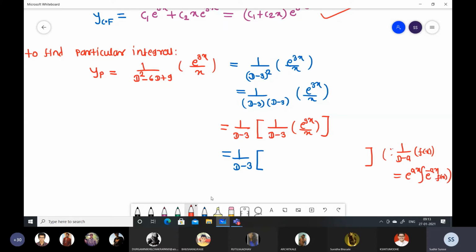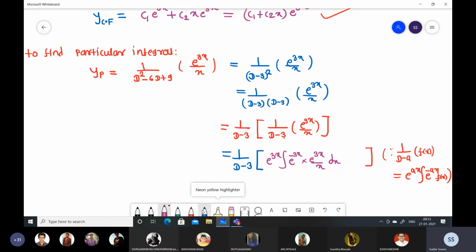According to that, here we can see the value of a is nothing but 3, right? So therefore e to the power 3x outside, inside e to the power negative 3x, and whatever the function you have. Here we have the function e to the power 3x upon x, that you have to write into e to the power 3x upon x dx. And so you have to solve this integral.